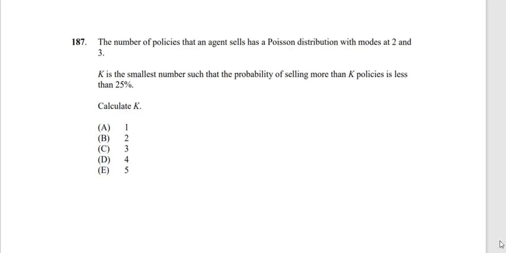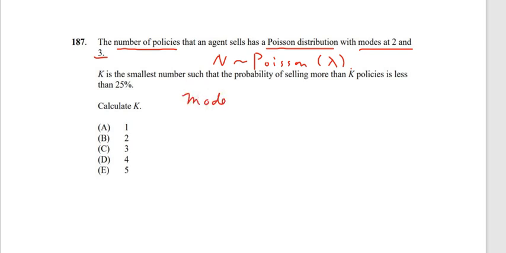Okay, so there's a problem where the number of something has a Poisson distribution with modes at 2 and 3. So this is the number N for a Poisson distribution with some parameter lambda. So the mode is the value with the highest probability, right?